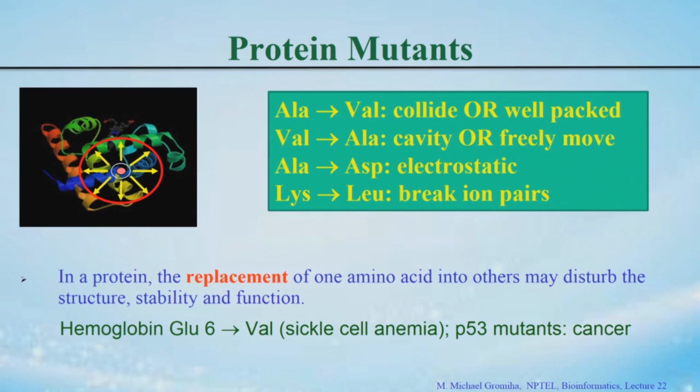Some of them may also lead to diseases. For example, in hemoglobin, if we mutate glutamic acid 6 to valine, it causes sickle cell anemia. Like P53, which is a DNA binding protein, if you make a mutation, specifically an arginine mutation, this will lose the binding affinity. Finally, it may lead to certain types of cancers.